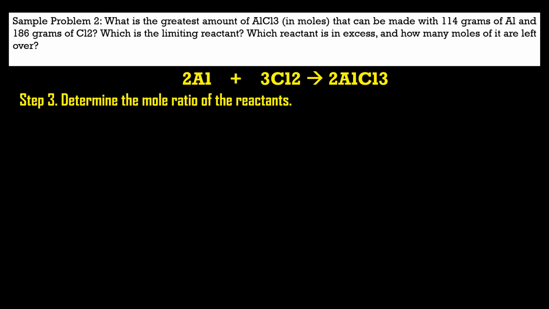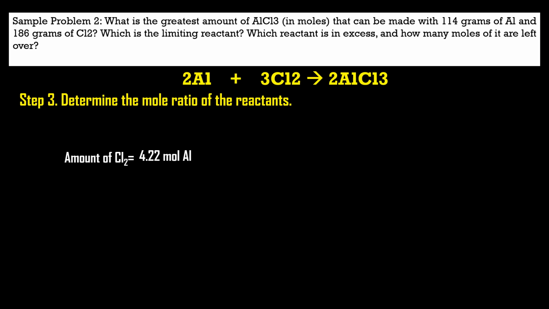For step number 3, we need to determine the mole ratio of the reactants in the chemical reaction. And in this part, we will be asking these two questions. For us to use up all aluminum, how many moles of Cl2 do we need? And to use up all Cl2, how many moles of aluminum do we need? Meaning to say, in step number 3, we will be looking into the needed amount of aluminum and Cl2 in the reaction. So, for the amount of Cl2, we will be using the following values.